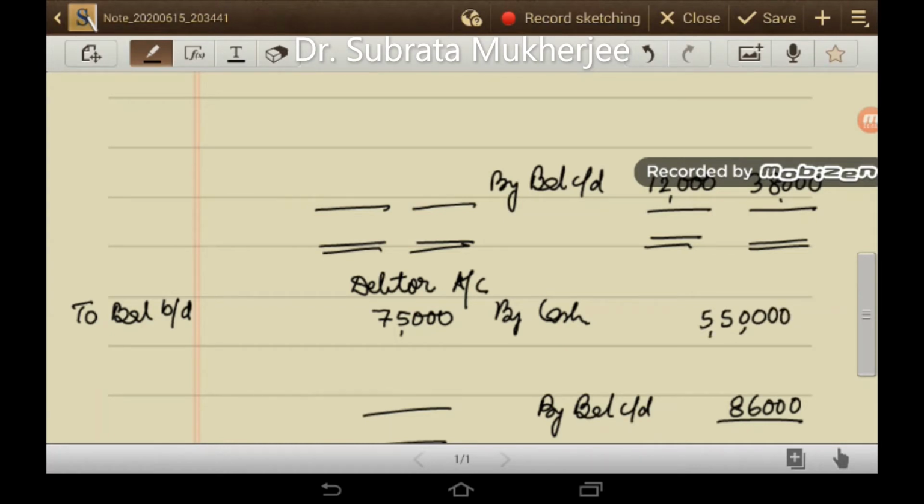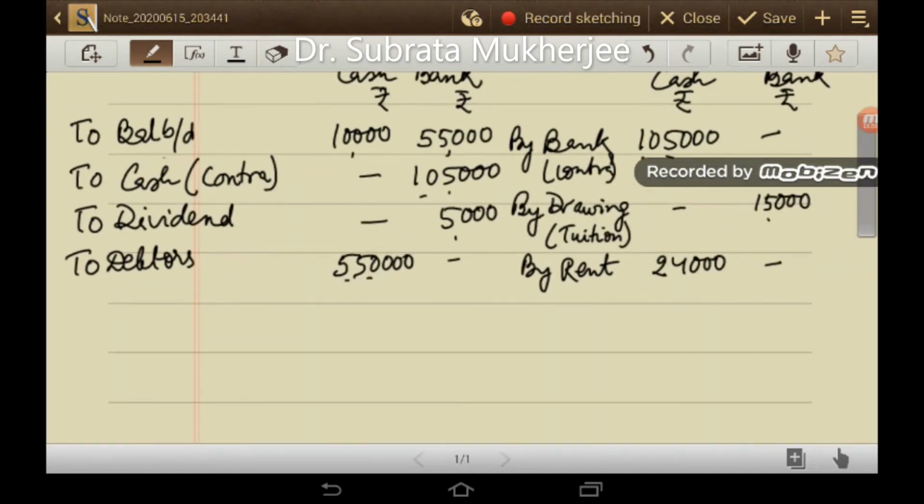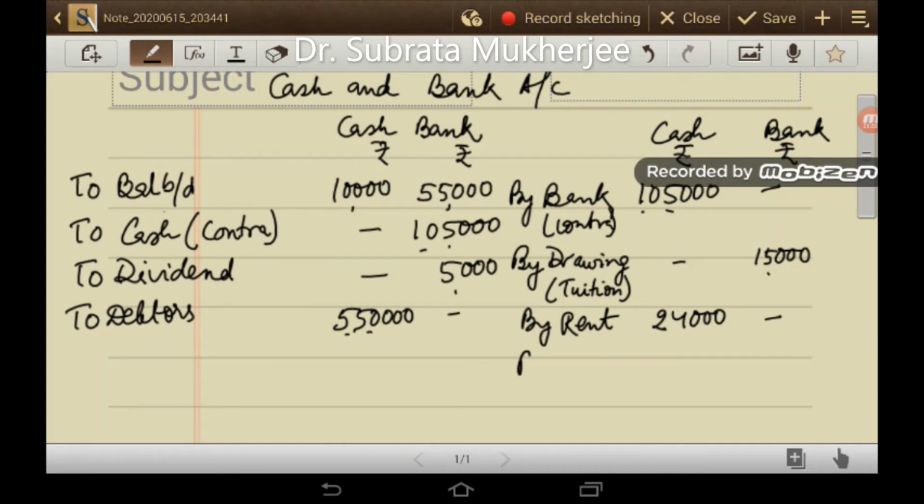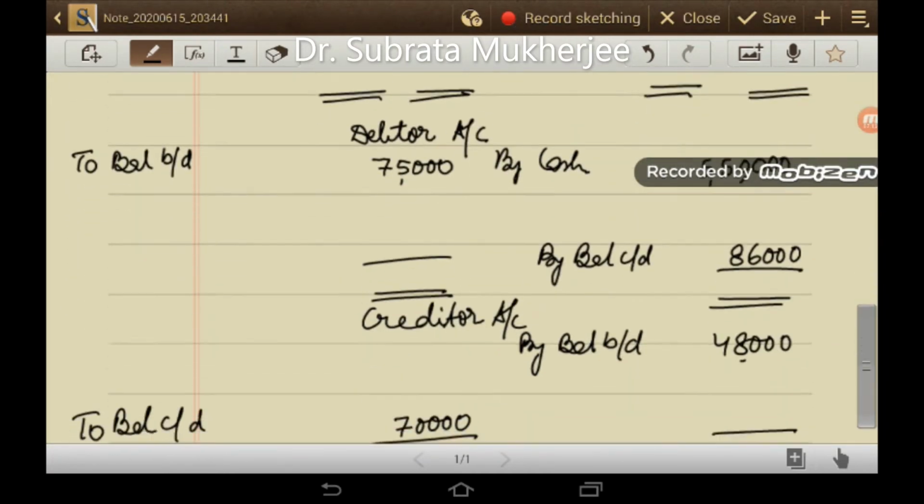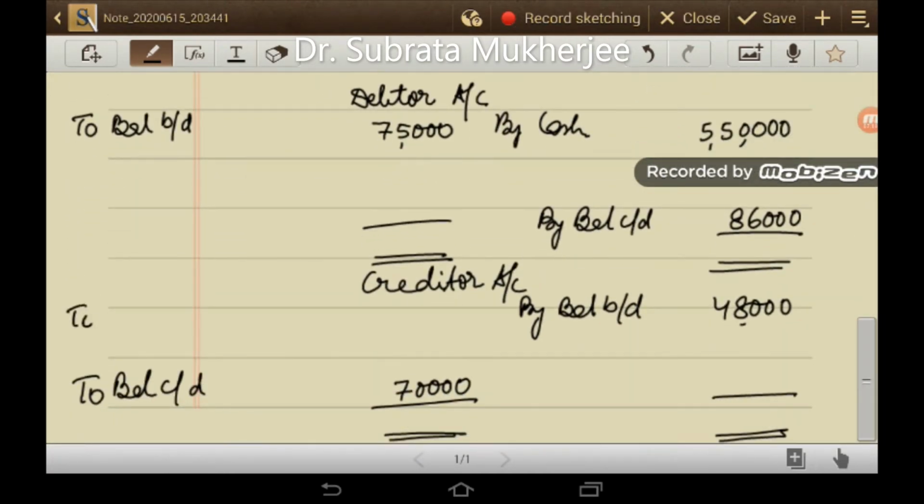Next item is amount paid to creditor, 4,00,000 in cash and 1,00,000 by check. So in cash and bank account I will write by creditor 4,00,000 in cash and 1,00,000 by check. This will be posted in creditor account. So in creditor account I am writing to cash 4,00,000 and to bank 1,00,000.